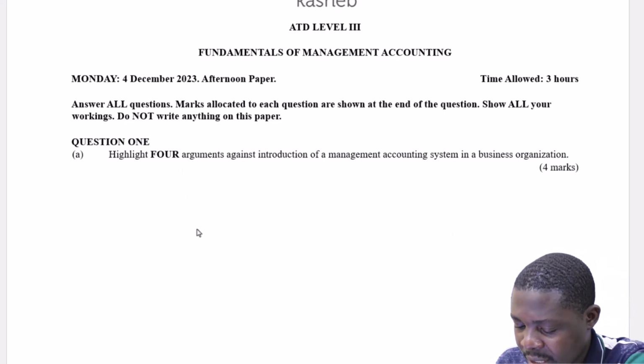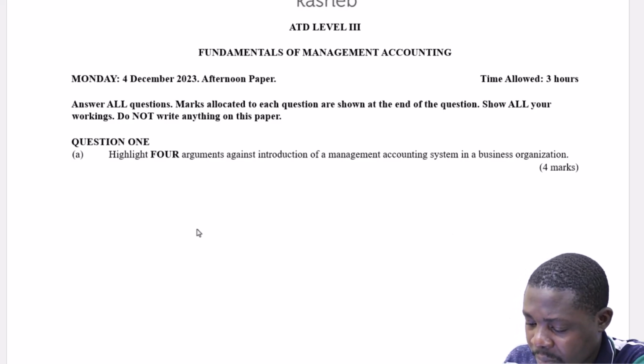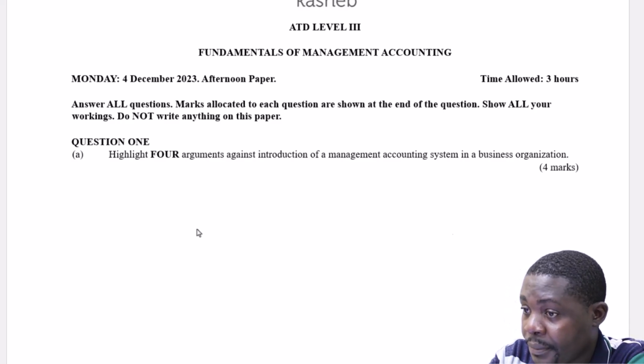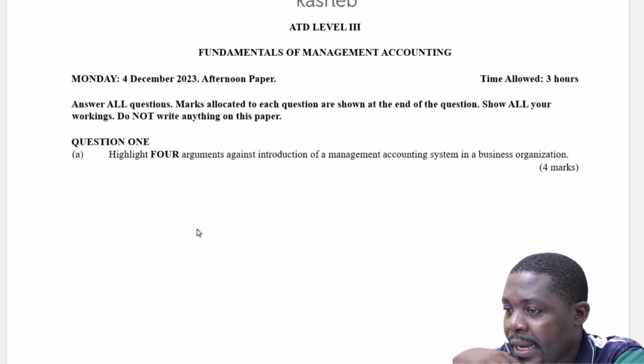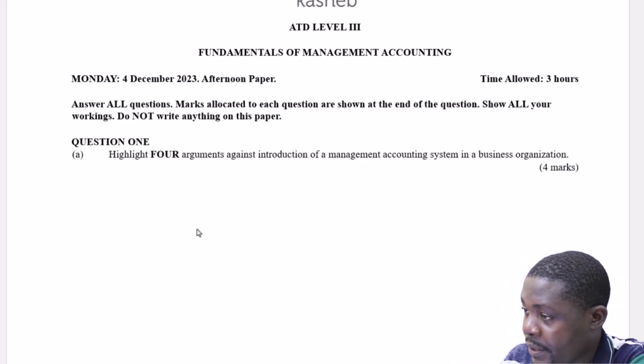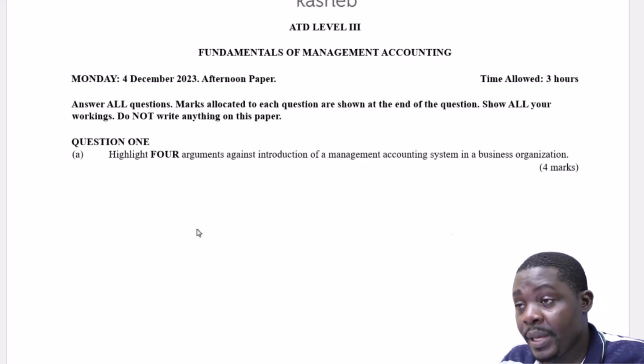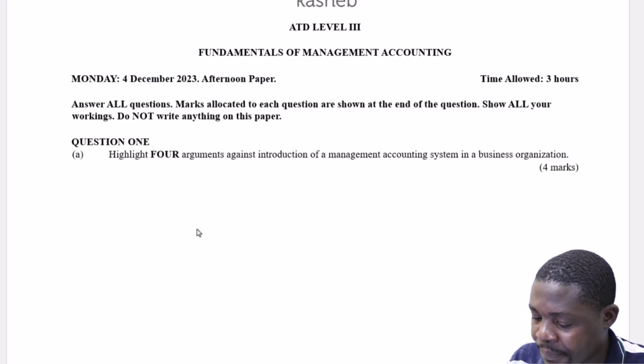Let's look at Fundamental Management Accounting, December 2023. Question number 1. Highlight arguments against introduction of management accounting systems in business organizations. Arguments against, or limitations.